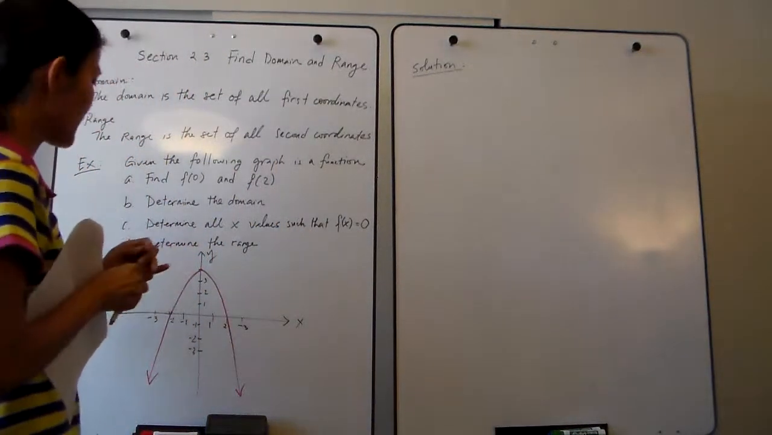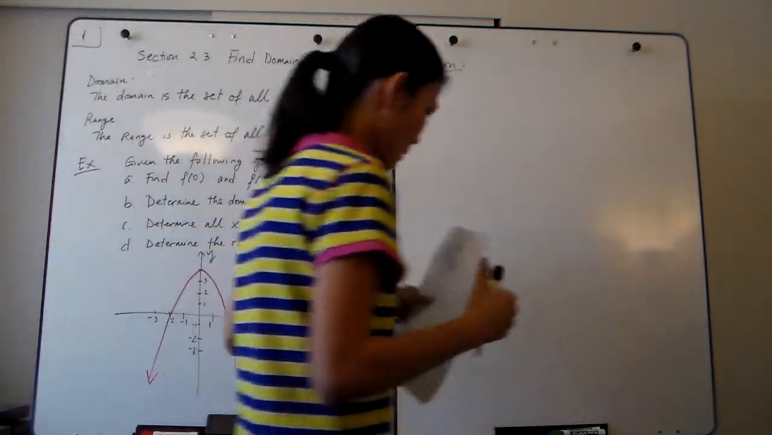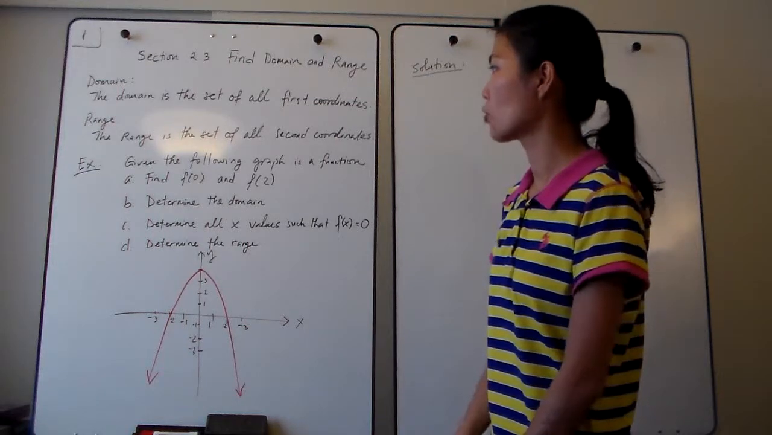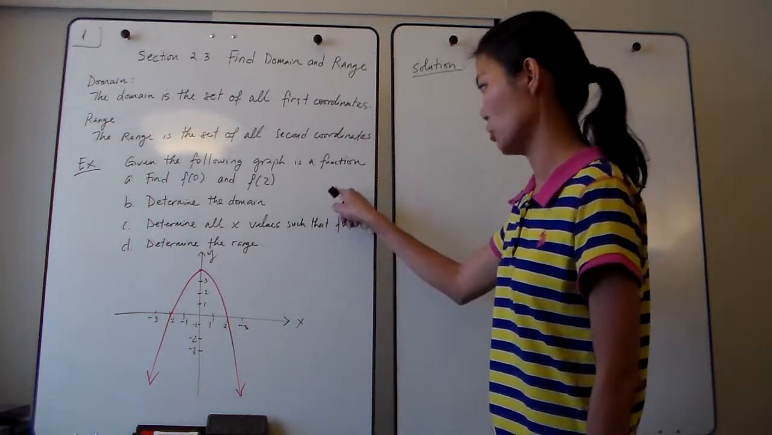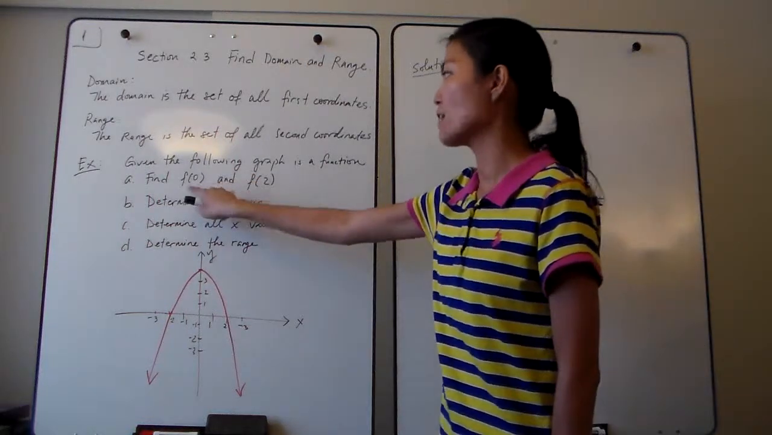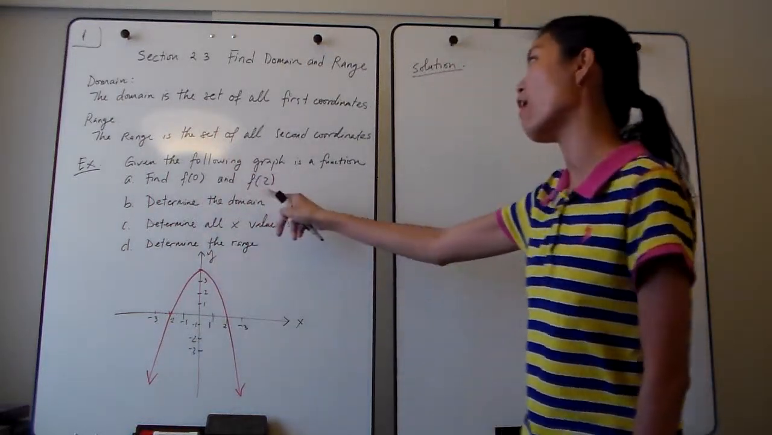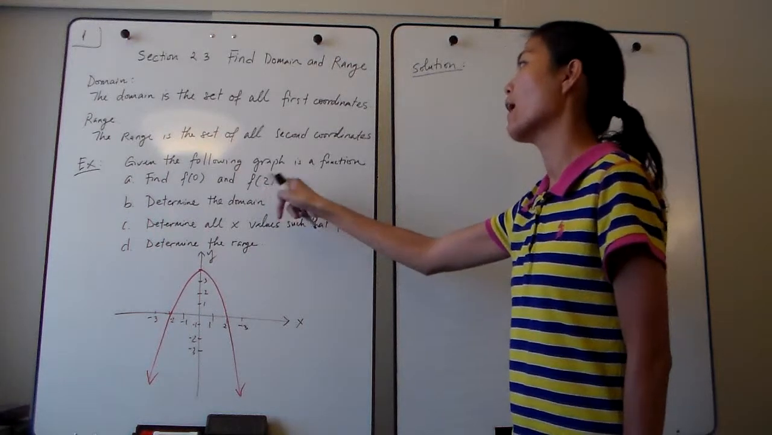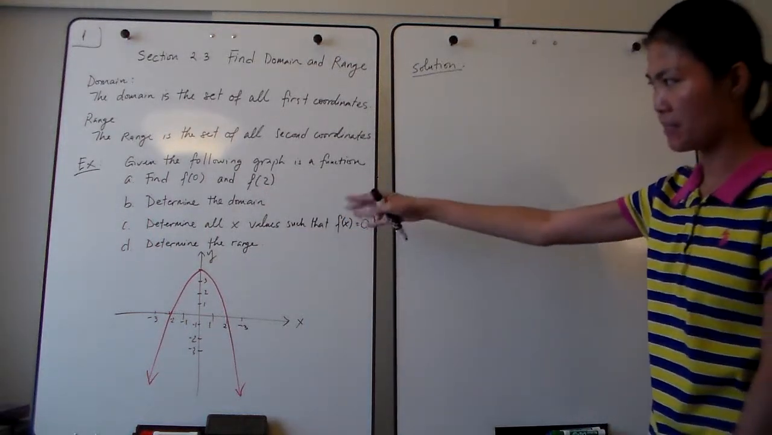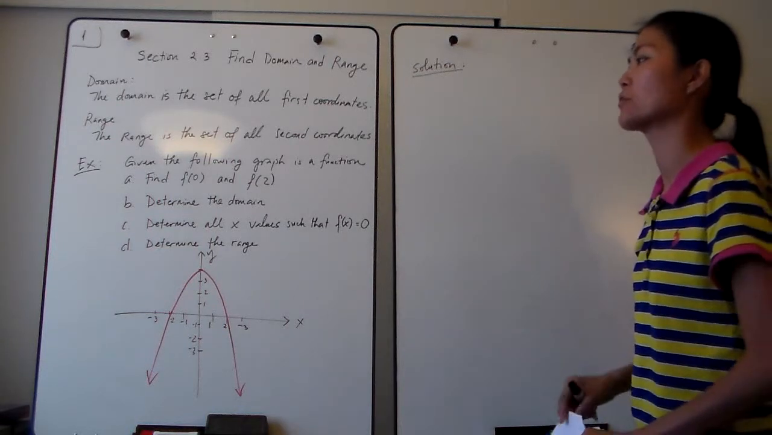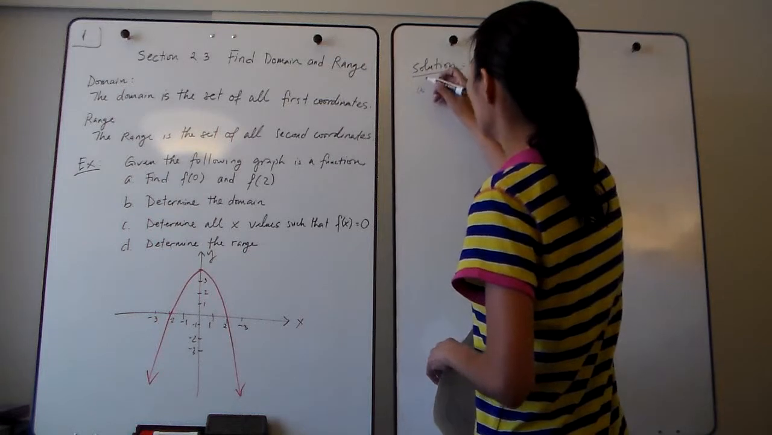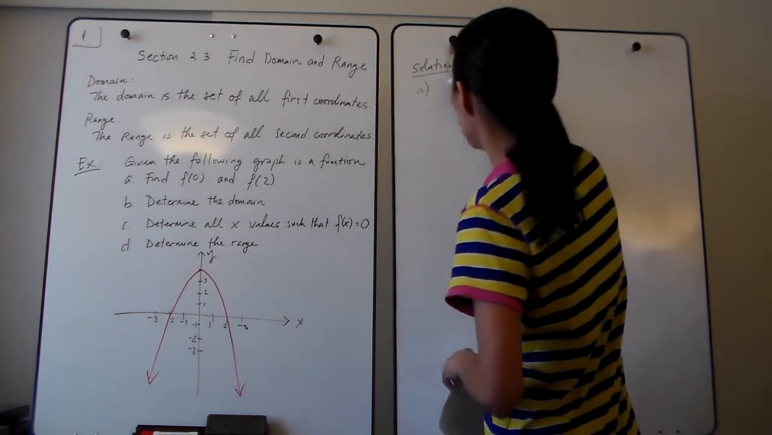Let's start with another example. Same questions, different graph. Okay? So given the following graph is a function, we know this is a function. Find f of 0 and f of 2, and so on for parts B, C, and D. It's a different question, very similar to the previous example. Let's start with this one. Part A, we need to find f of 0.